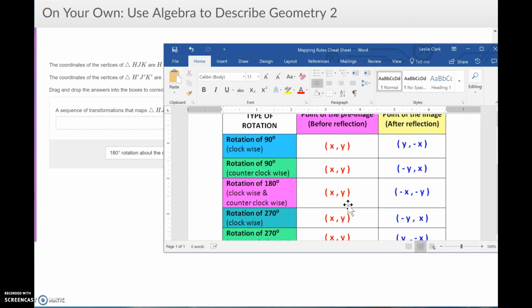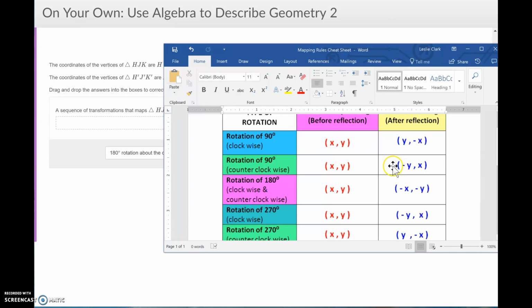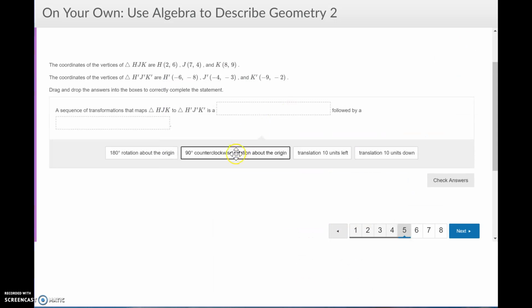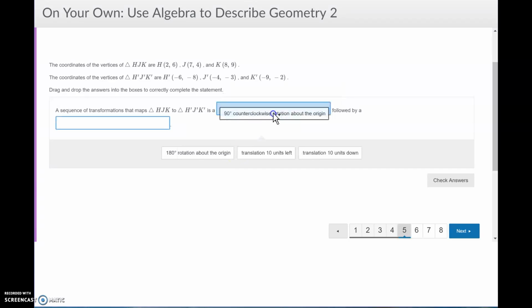Y, that is a rotation of 90 degrees or a rotation of 270 degrees. So we have the 90 degrees. And then now that they have switched places, x stayed the same. So how do we get from 6 to negative 8? Oh wait, no, 2. They switched places, sorry. 2 to negative 8. And we have it.